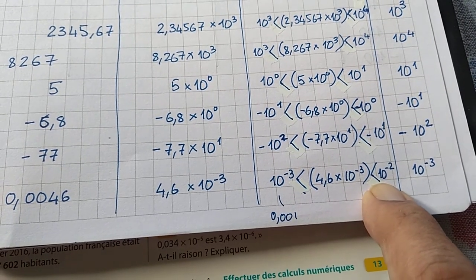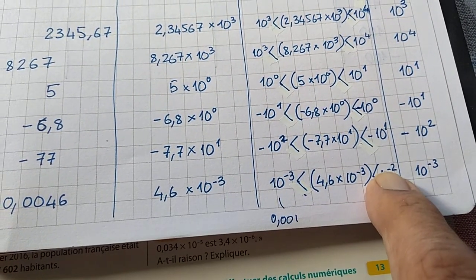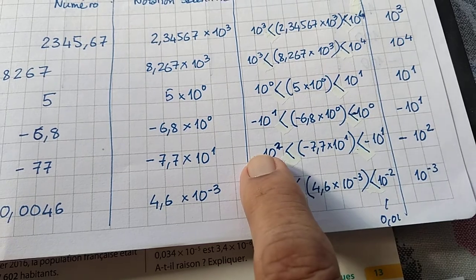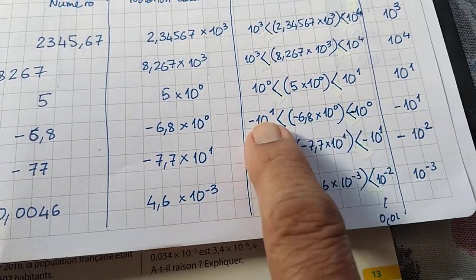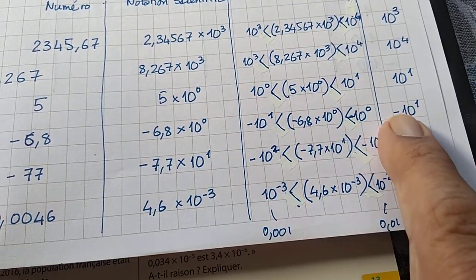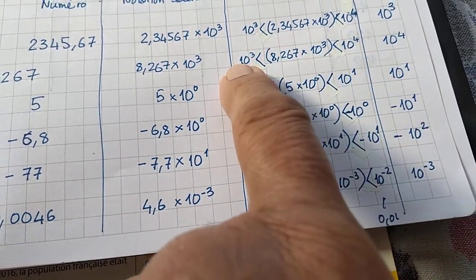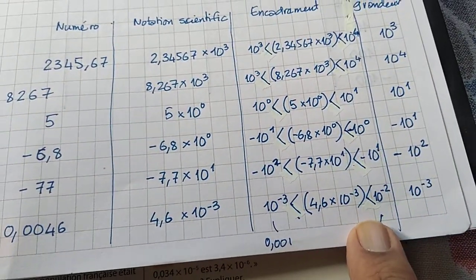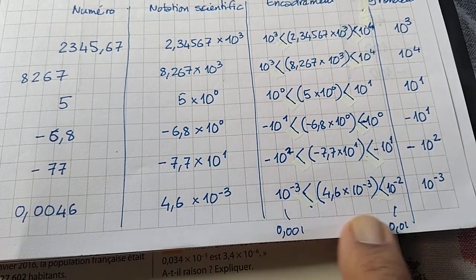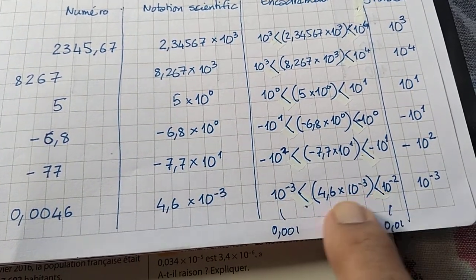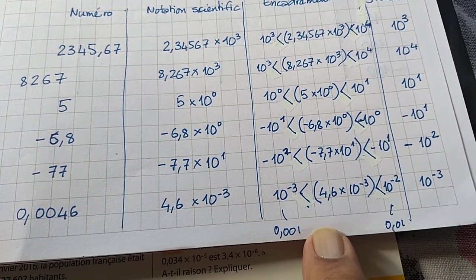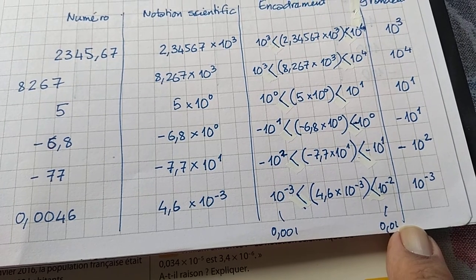And it is smaller than 10 to the power minus 2. See, always here and here there should be one number difference. 0 and 1, 0 and 1, 4 and 3, 3 and 4. Okay. So, minus 3, minus 2. So this is 0.001, this is 0.01.